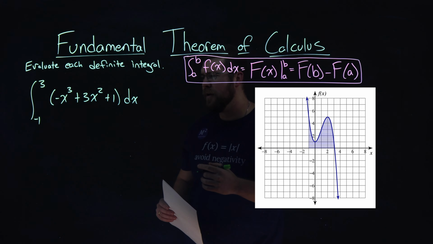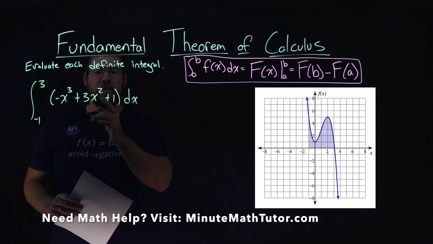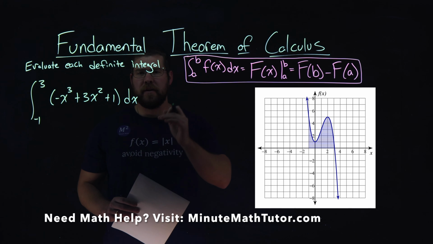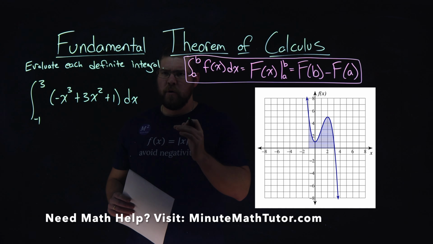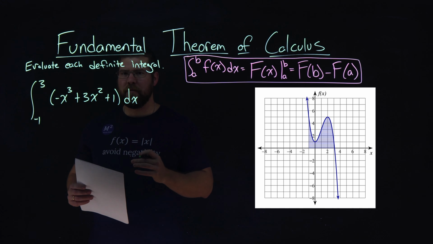We're given this problem right here, the integral from -1 to 3 of negative x cubed plus 3x squared plus 1 dx, and we have to evaluate this definite integral. Well, first let's go find the indefinite integral using our Fundamental Theorem of Calculus here.